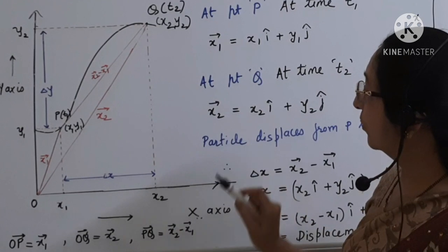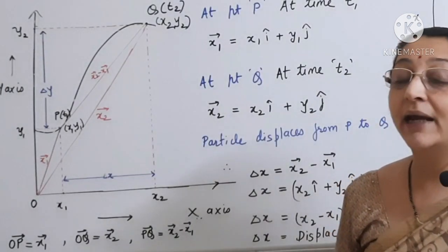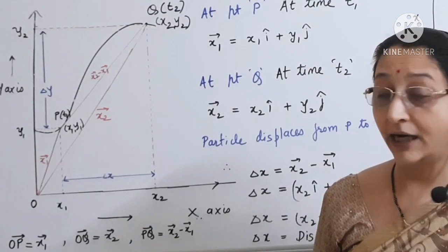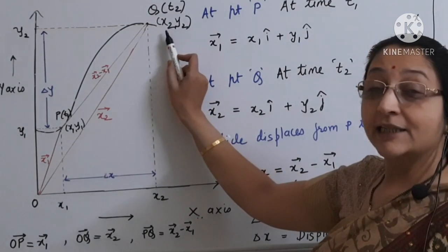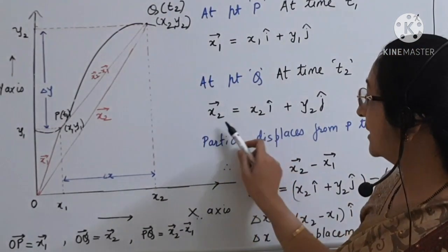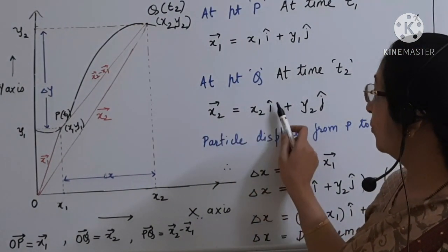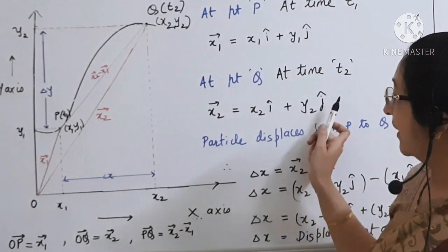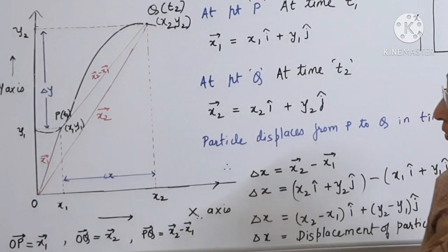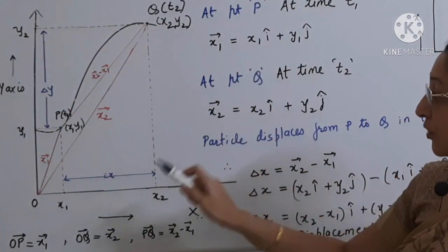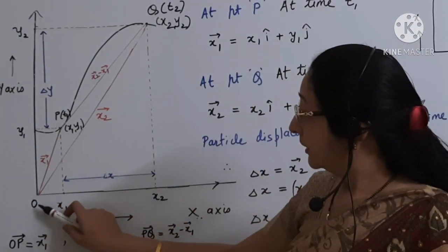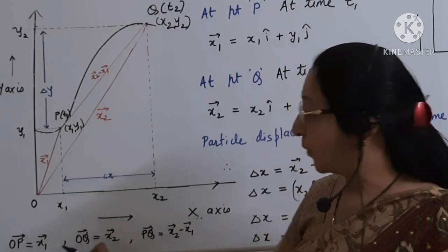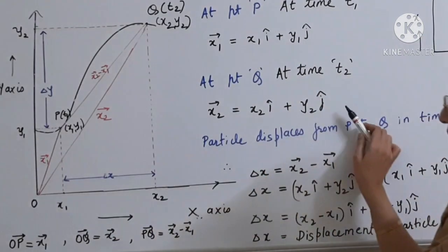सो x2 इज इक्वल टू त्याचे x कंपोनंट आणि y कंपोनंटच्या फॉर्मॅटमध्ये आपल्याला लिहायला लागणार आहे. त्याचा कोऑर्डिनेट्स काय आहे, x2 y2 आहे. सो वी राईट वेक्टर x2 इज x2i प्लस y2j. सो इन दिस वे वी हॅव रिटन द पोझिशन वेक्टर्स ऑफ OP, that is x1, and OQ, that is x2.